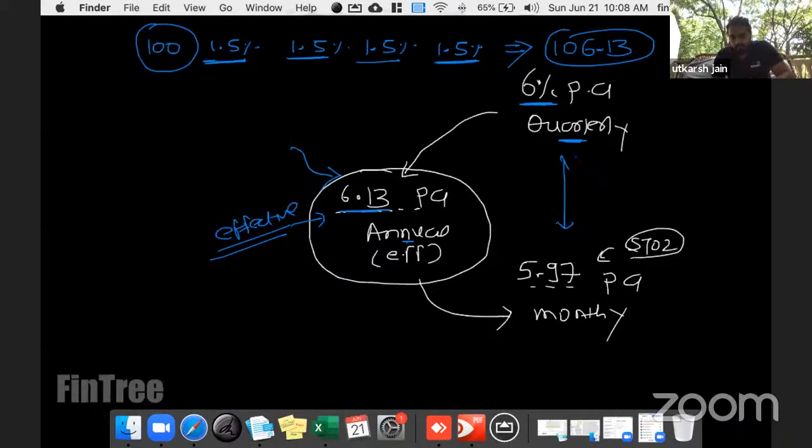So in nominal, you enter 6. Then in C/Y, you enter 4, and then you compute effective. Then you'd get 6.13, 63 as your effective rate. Now let that continue as it is. Don't change the effective.